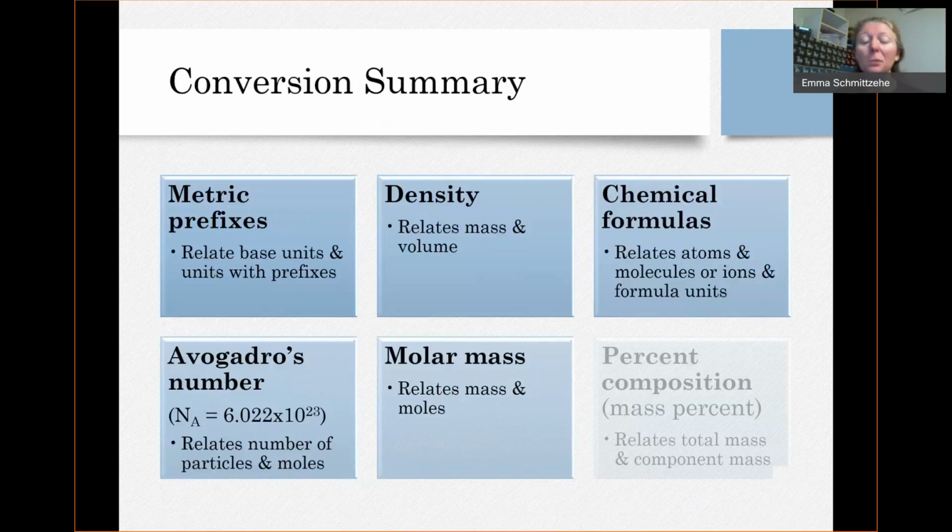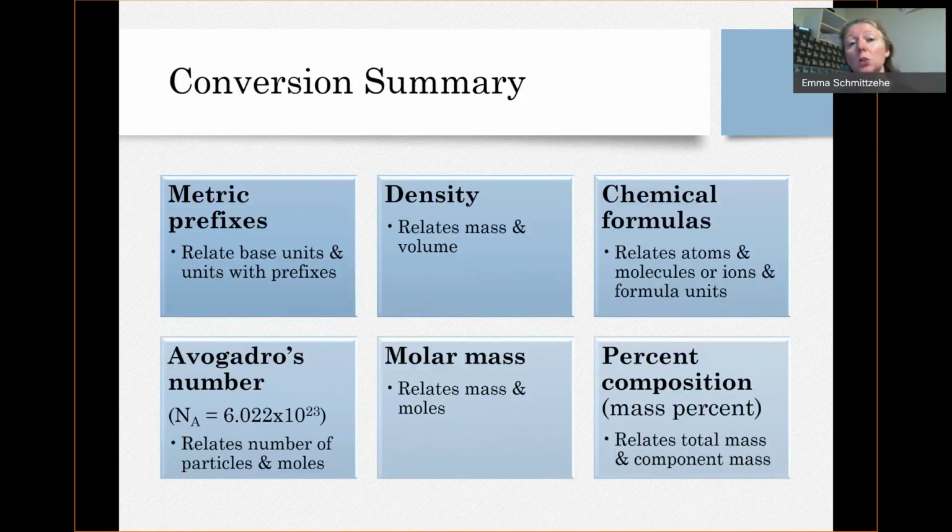And lastly, percent composition, or sometimes we just call it mass percent. If you know the mass percent of something, or you quantify the percent composition of something, you can utilize that to relate the total mass of that substance to the individual components' masses in that substance. Okay, so these are 6 of the major tools we use. They're the basic pieces of doing conversions in chemistry. Of course, there's always more stuff that comes up, but this is a foundation.